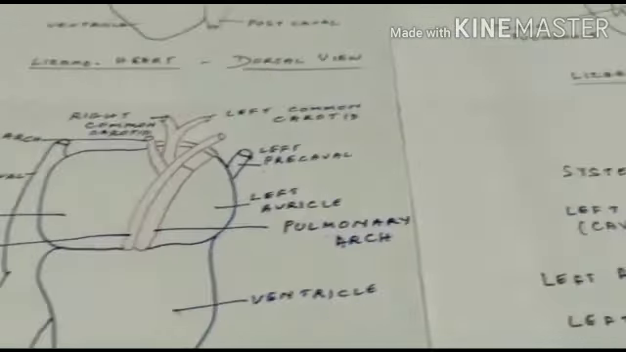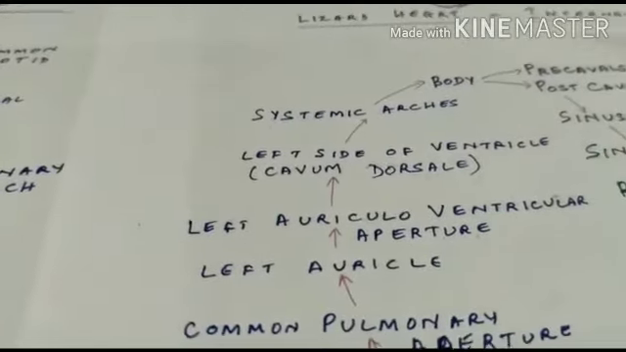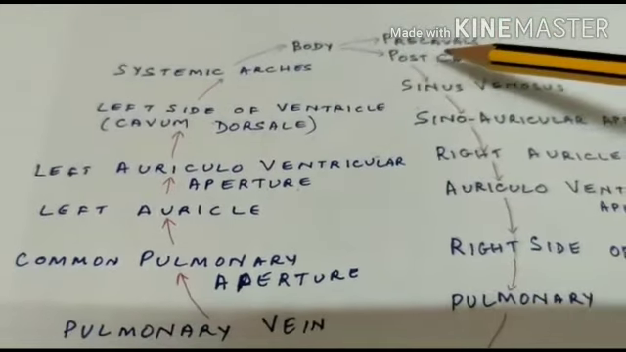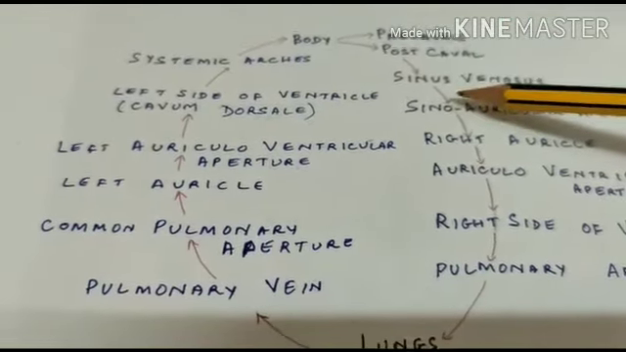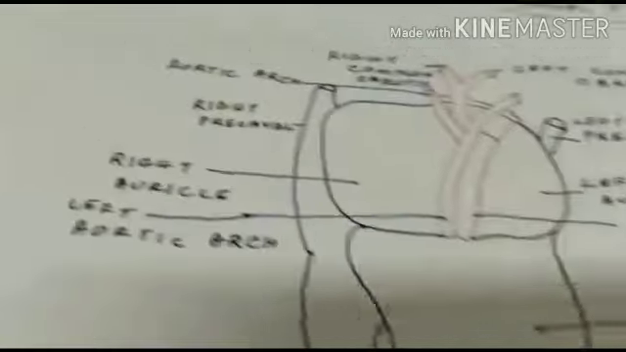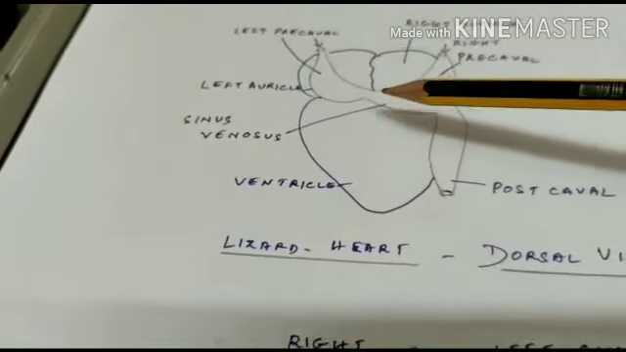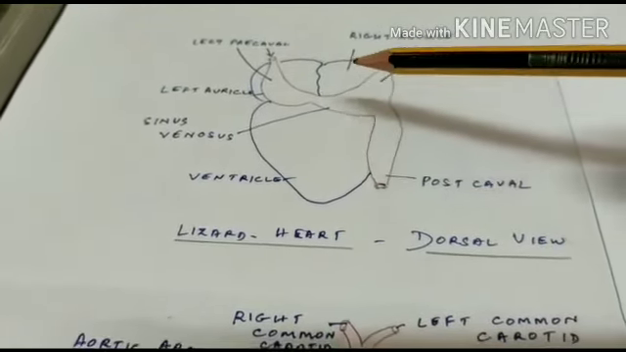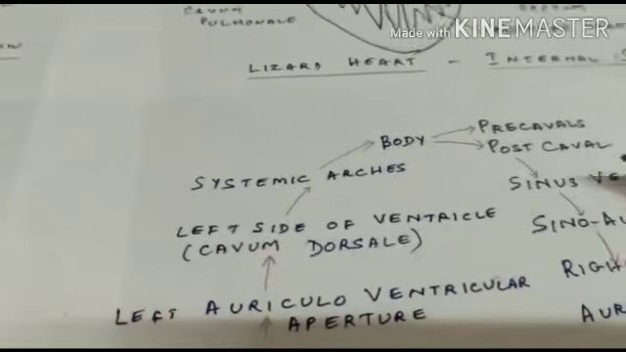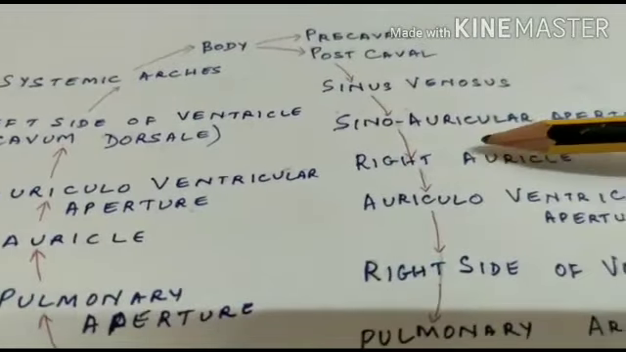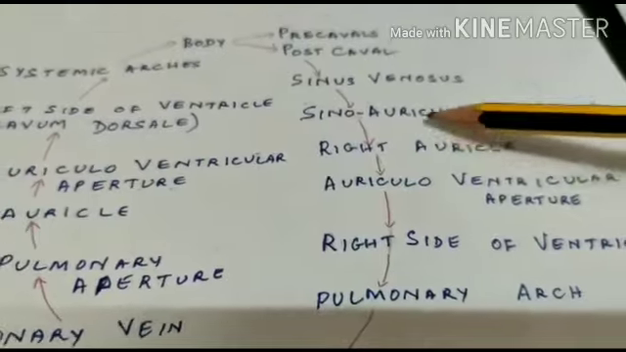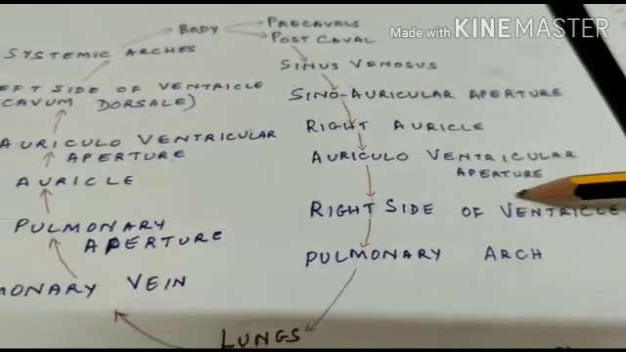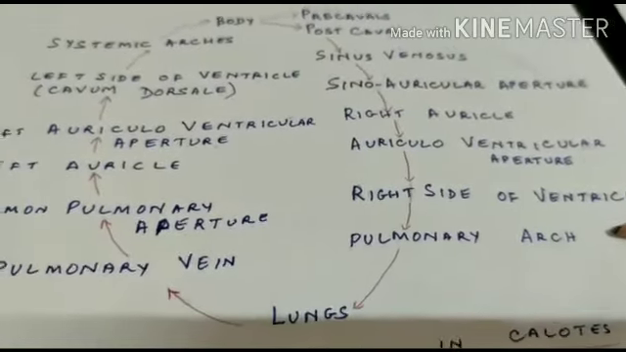Now let us look at this diagram which I have here. The deoxygenated blood is collected by the precavals and postcaval, and it is sent to the sinus venosus. And where is the sinus venosus present? It is present on the dorsal side of the heart. From the sinus venosus, through the sino-auricular aperture, the blood comes into the right auricle, and through the auriculo-ventricular aperture it comes into the right side of the ventricle.